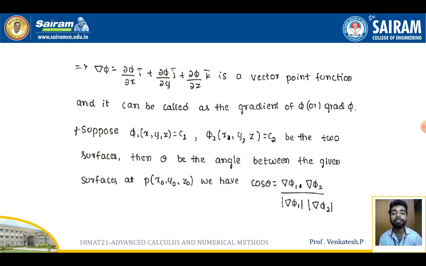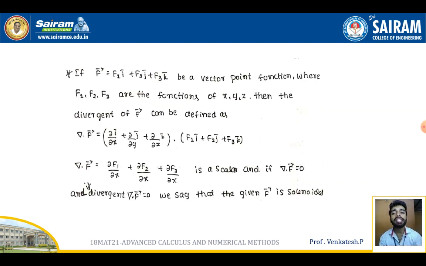So the formula for finding the angle is given by: if theta is the angle between the given surfaces at the point x naught, y naught, z naught, then we have the formula cos theta is equal to del pi 1 dot del pi 2 divided by modulus of del pi 1 multiplied by modulus of del pi 2.